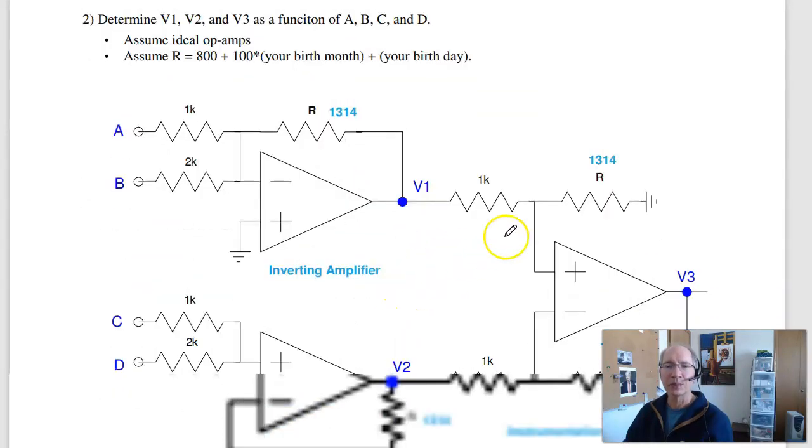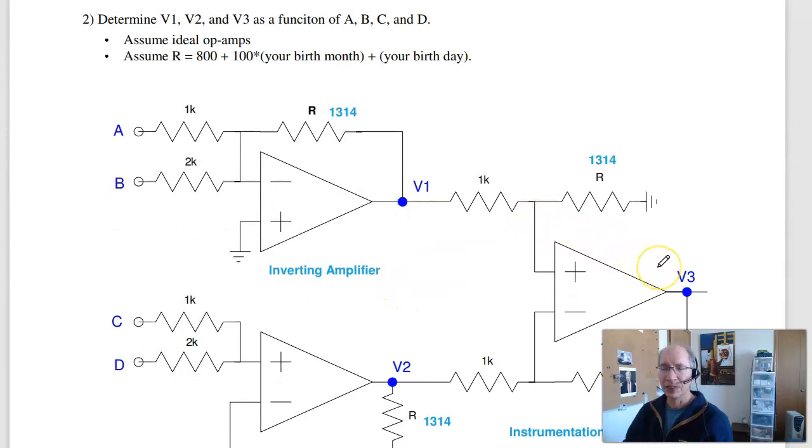Problem 2. Find V3 as a function of A, B, C, D. And to do that, do it in 2 steps. V1 is an inverting amplifier. Its gain is R over 1K times A, actually minus R over 1K times A, minus R over 2K times B.